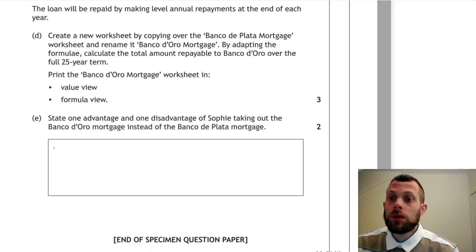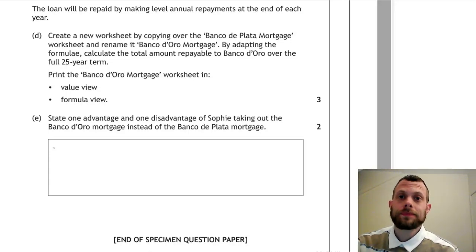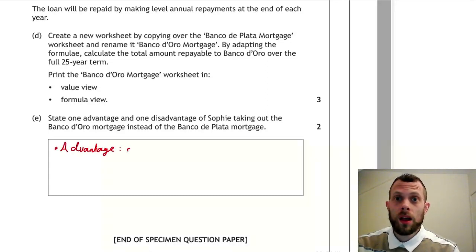So finally, in part E, we have to state an advantage and a disadvantage of Sophie taking out the Banco d'Oro mortgage instead of the Banco de Plata mortgage. Well, one advantage we could see from part D is that initially her repayments are less. And that was both because of the lower 1.5% interest rate and also the loan being over a longer time period. That is the only advantage.